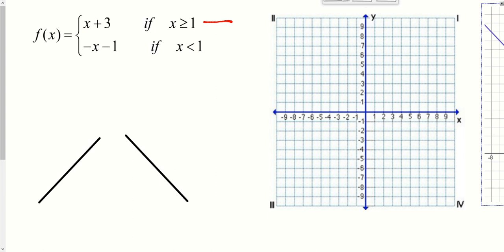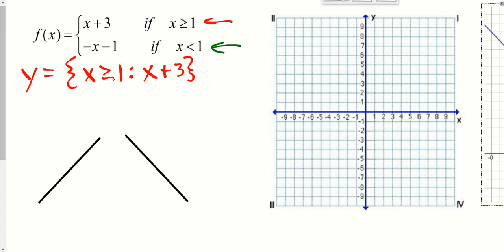Now remember, to type something like this into decimals, you have to go y equals curly bracket. What's after the if has to go first, colon. What's before the if goes after the colon. And then close your curly bracket. And your curly brackets are on your keyboard.